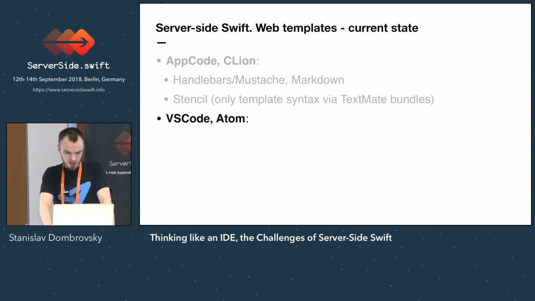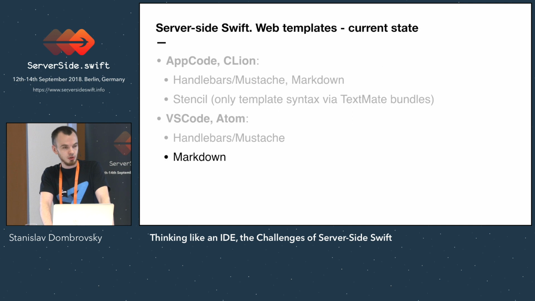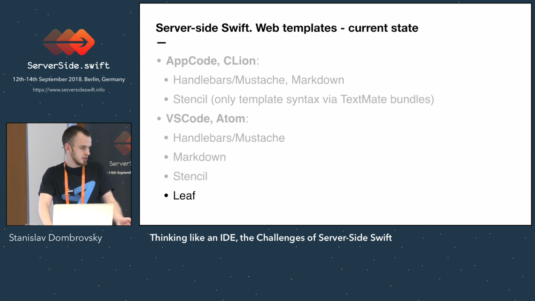In VS Code, in Atom, we have even more. We have Handlebars, Mustache support, Markdown also in terms of only injected language, and also Stencil and Leaf bundles that provide, as far as I remember, code highlighting, and for Stencil also code completion via snippets made by Steven. So we can work with the front end.